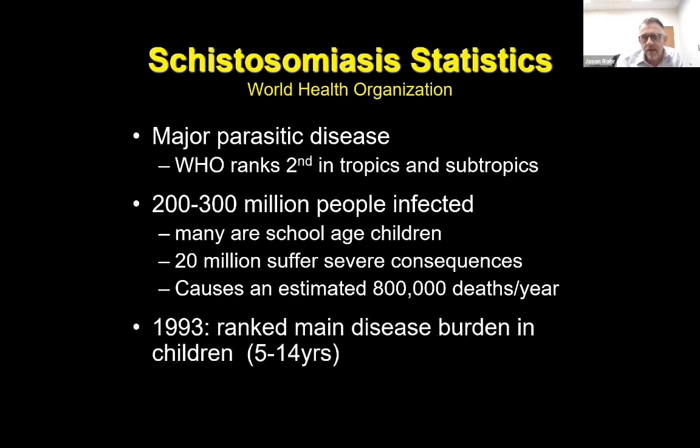In 1993, it ranked as the main disease burden in children between the ages of 5 and 14. And the disease is actually increasing. There is a drug to treat the disease called praziquantel, but when humans return to freshwater bodies where the snails and the parasite are prevalent, they get reinfected very quickly.